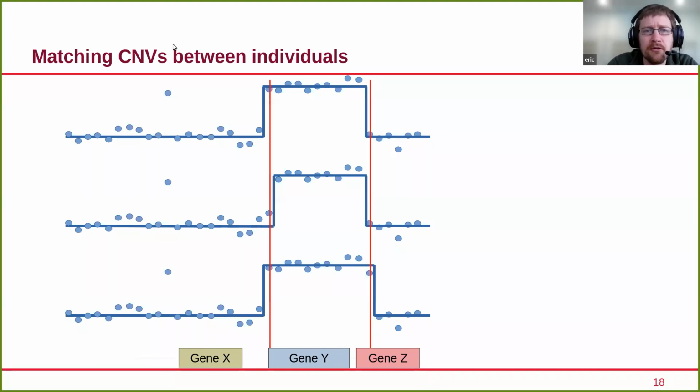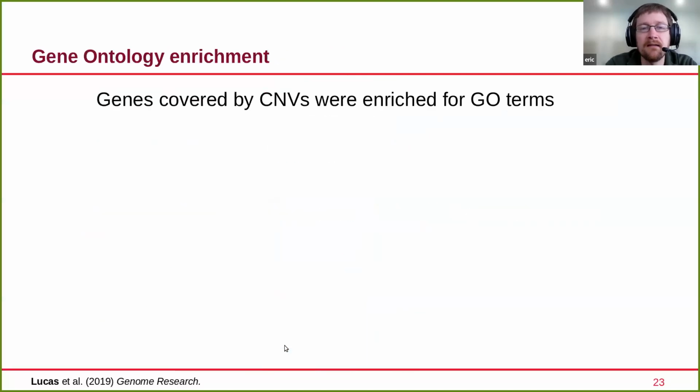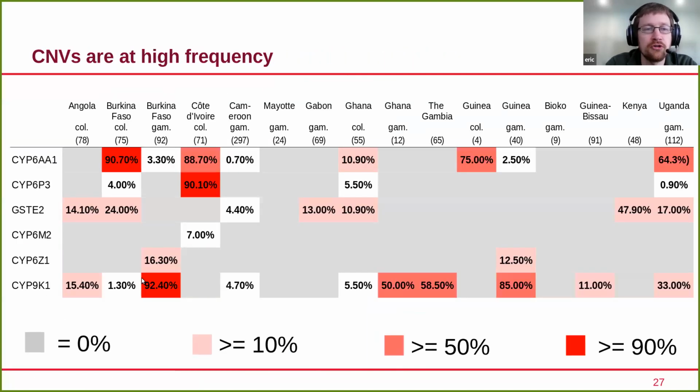These CNV calls were made on an individual basis. This individual has that CNV. This individual has that CNV. This individual had that CNV. So for every individual, we can say, do you or do you not have a CNV in gene Y? And so then we can just say, well, what proportion within Burkina Faso and Anopheles coluzzii, what proportion of individuals have a CNV in gene Y? And if gene Y is CYP6AA1, then the answer was 90.7%. So that's how we compute the CNV frequencies.